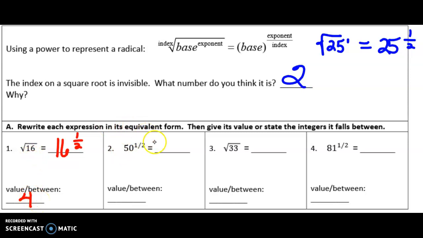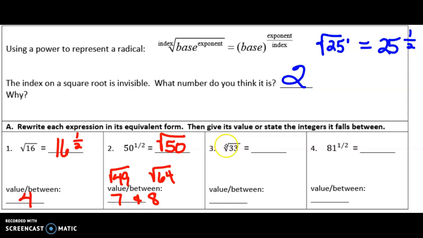Here we have 50 to the 1/2. That's the same thing as the square root of 50. Now, we don't know the square root of 50 to be a perfect number, but I do know the square root of 49, which is a little bit less than it, and I know the square root of 64, which is a little bit more, and the square root of 49 is 7. And the square root of 64 is 8. So my answer is going to be between 7 and 8. Because 50 is close to 49, it's going to be like 7.1 or something very close to 7.